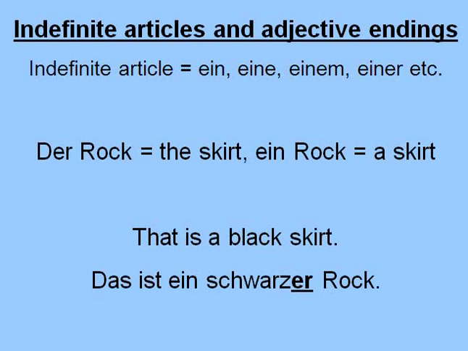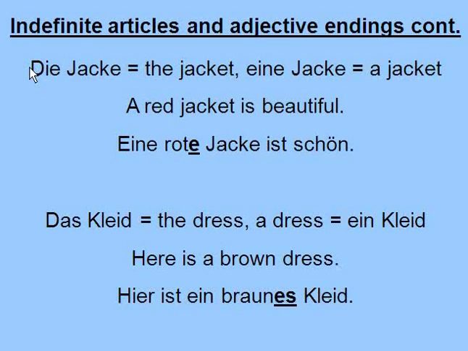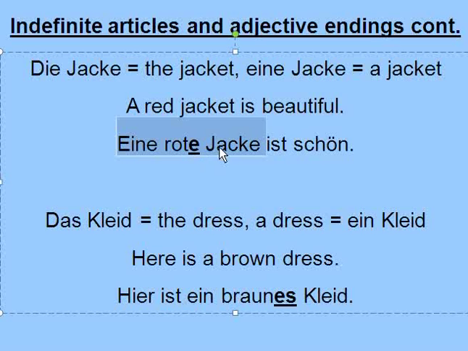For feminine nouns, for example, die Jacke, the jacket, or eine Jacke, a jacket. In English, a red jacket is beautiful. In German it is eine rote Jacke ist schön. Here you can see that this e on the adjective is showing you that it is a feminine noun, that Jacke is die in the nominative case.